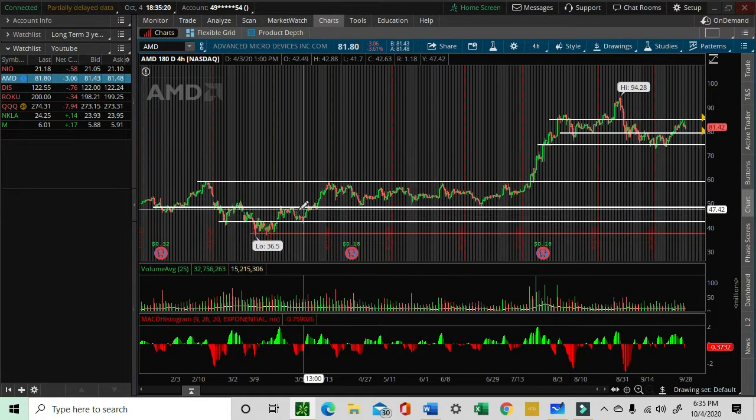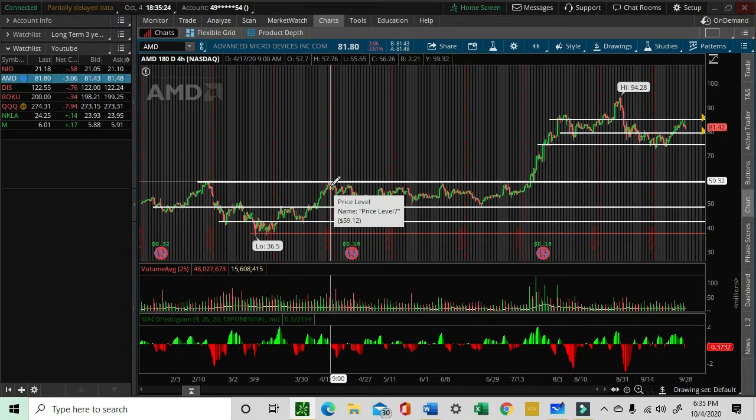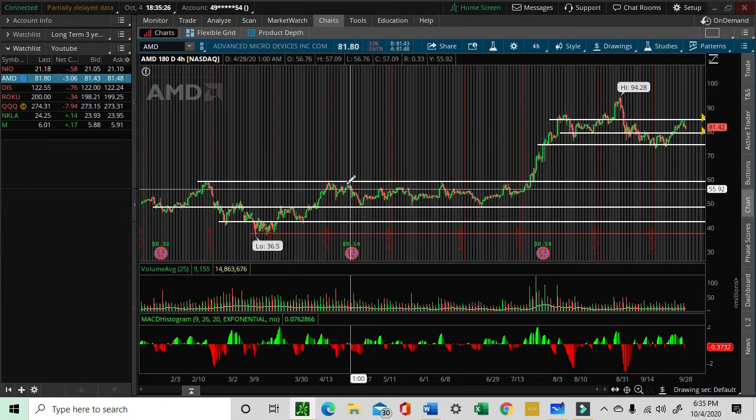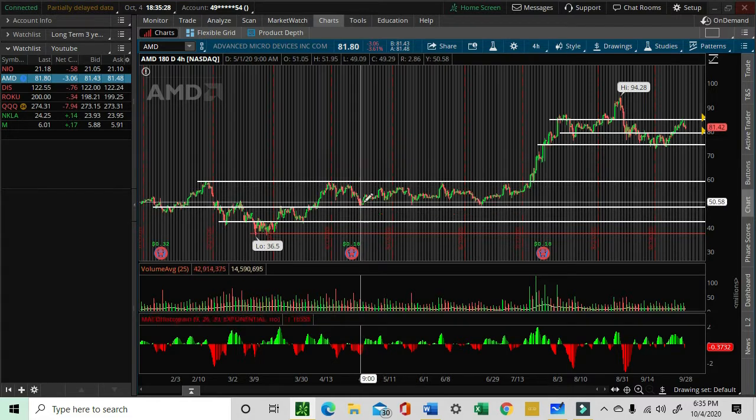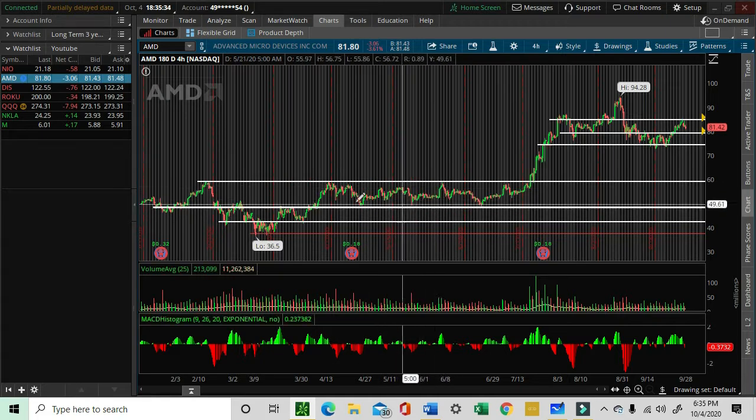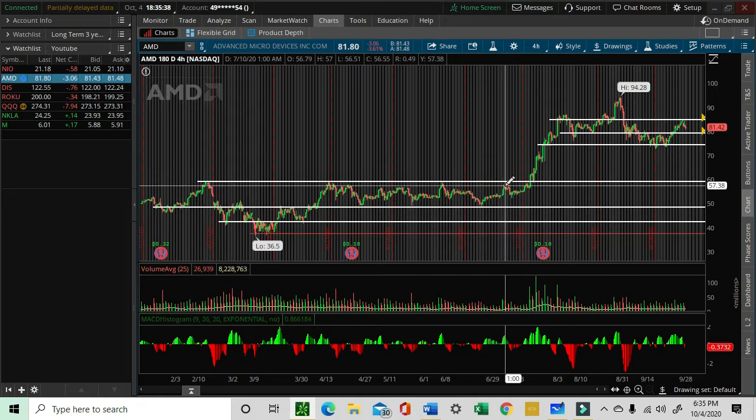So with that being said, look here: support, rallies up, hits resistance, bounces back down, pulls up, support, rallies back down. Hits resistance, rallies back down to support. See how it's just trading in a range, trading in a range. This would be good for swing trading, right? Hit support, you go long, sell at resistance.